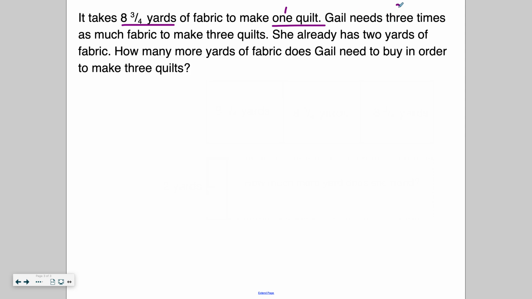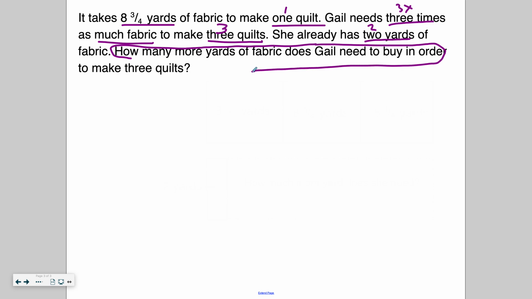Gail needs 3 times as much fabric to make 3 quilts. She already has 2 yards of fabric. How many more yards of fabric does Gail need to buy in order to make 3 quilts?